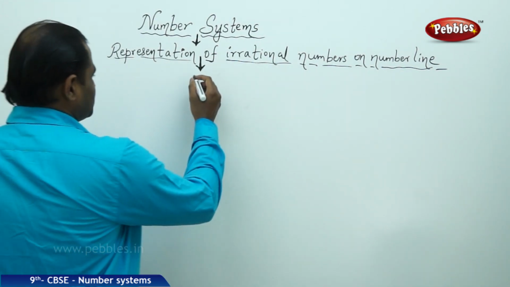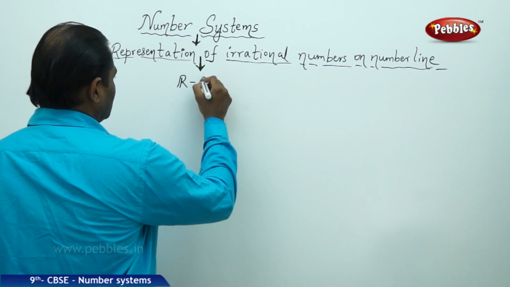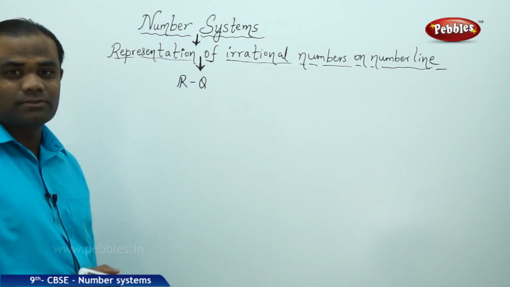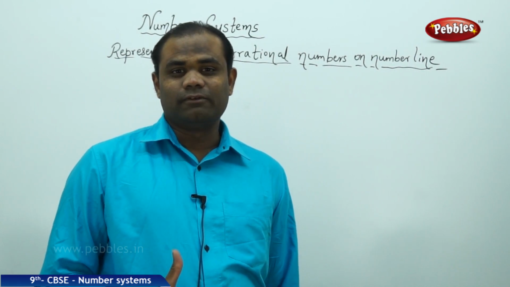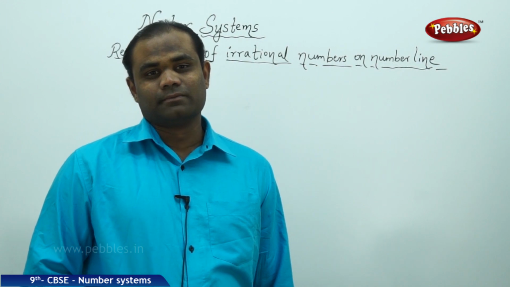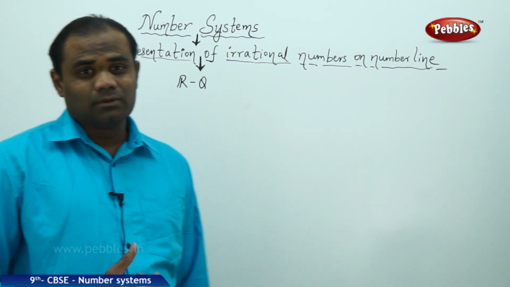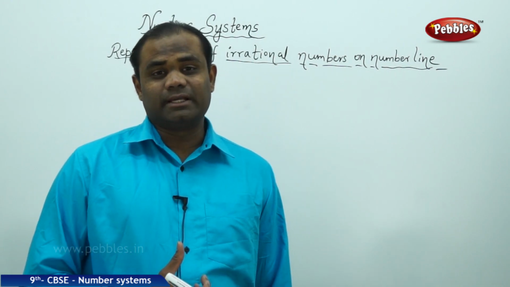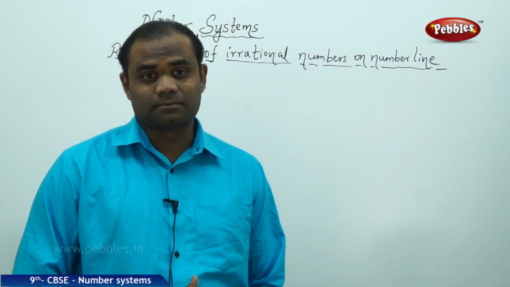Irrational numbers, as we have discussed, are the elements written in the form R minus Q. So all numbers which are not rational, or which cannot be expressed in the form p by q, with p, q belonging to Z and q not equal to 0, are what we define as irrational numbers. Let's see how these irrational numbers can be exactly located on the number line through exact distances.